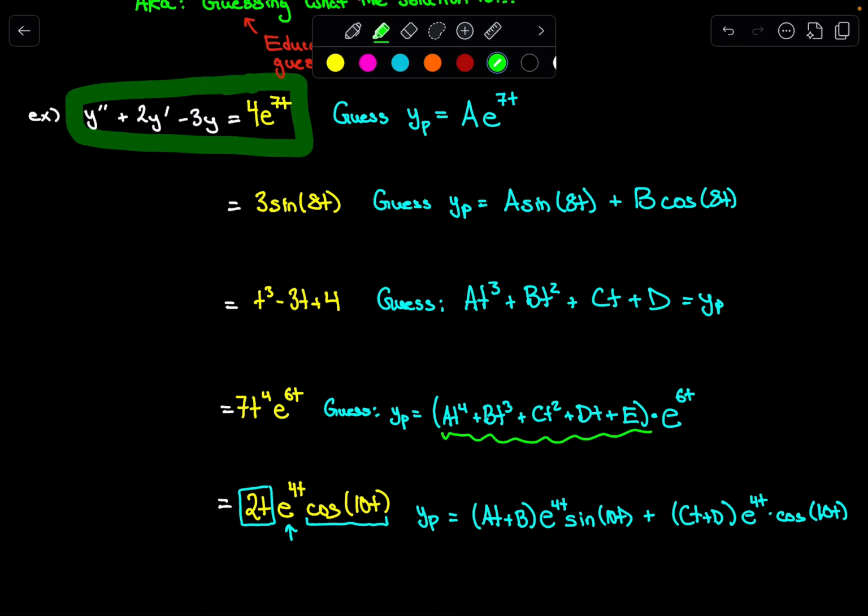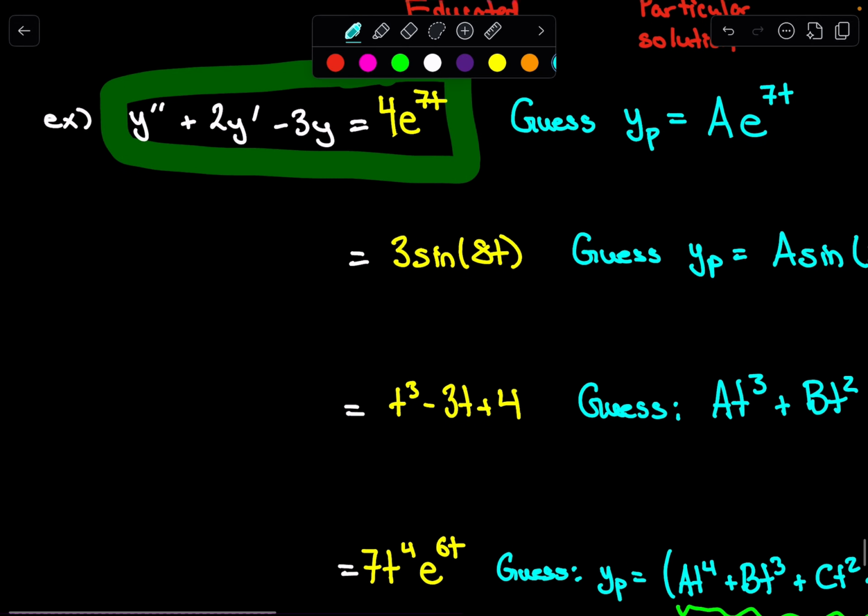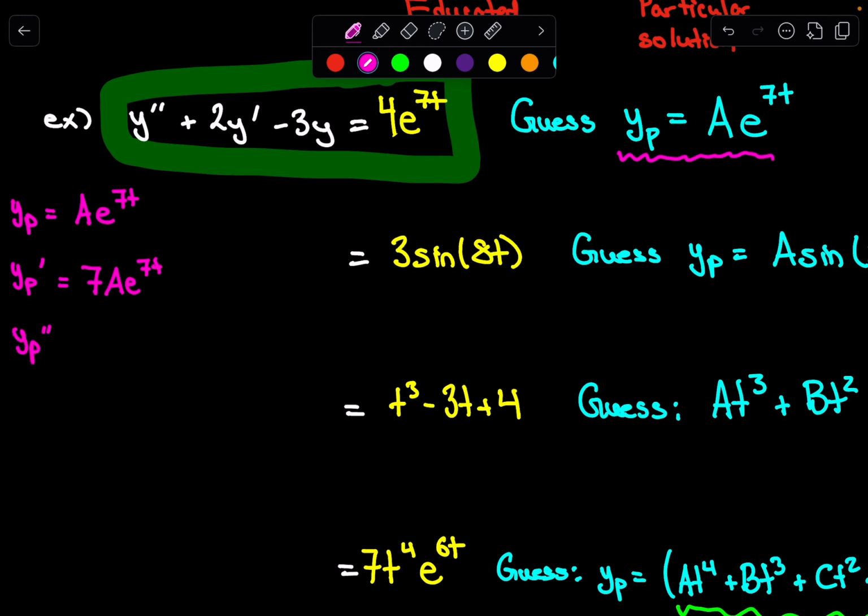Okay. So if we actually go through this problem, how do you verify that anything is a solution to a differential equation? If we guess that this is indeed a solution, how do you check it? You just plug it in and you hope that it works. So we're going to guess that our particular solution is a e to the 7t, which would make the derivative 7a e to the 7t, and it's going to make the second derivative 49a e to the 7t, and we're going to start plugging stuff in.